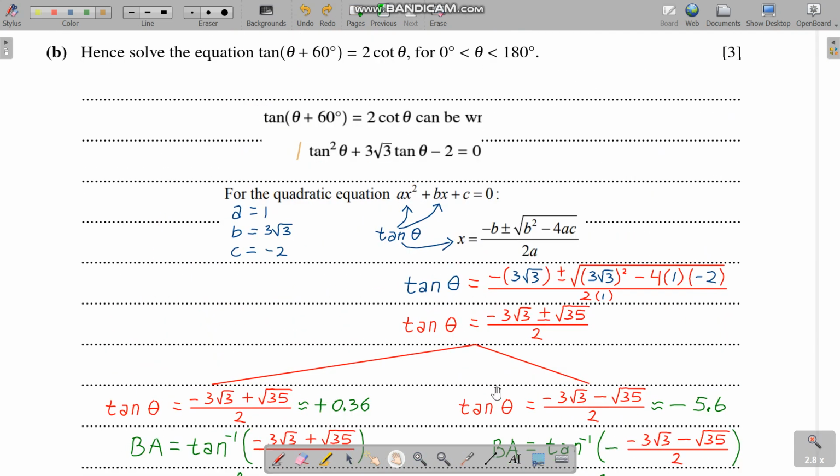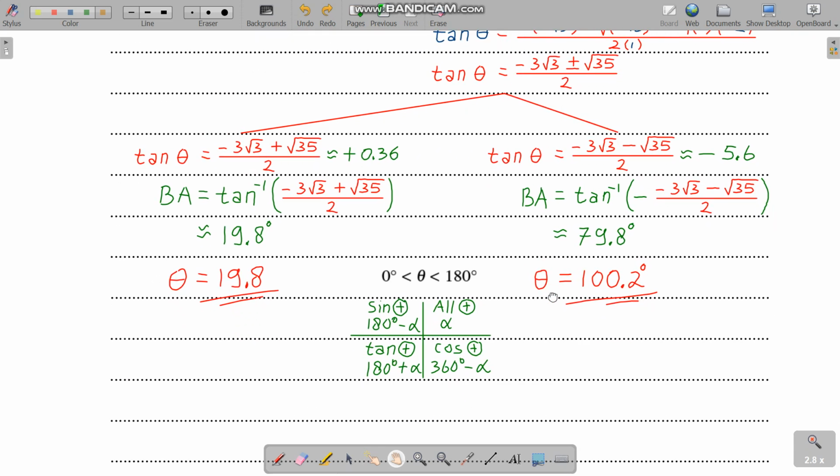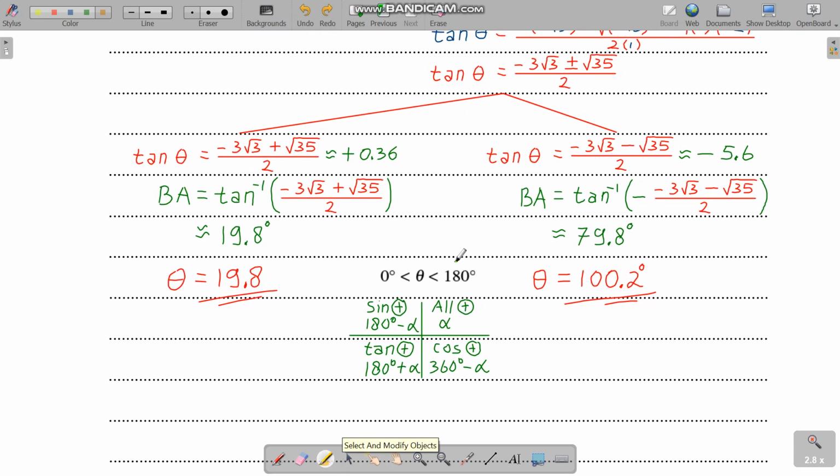Okay, and then we look at the domain. It says here the theta is between 0 and 180. We use degrees in the first two quadrants. So from this domain, we use the fact that in the first quadrant everything is positive, and in the second quadrant the tangent is negative. Okay, we can only use the first and the second quadrant because of this domain.